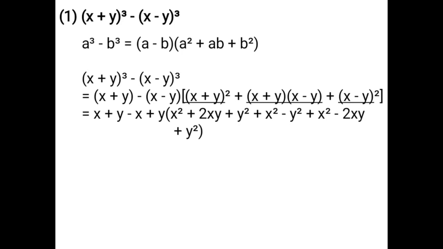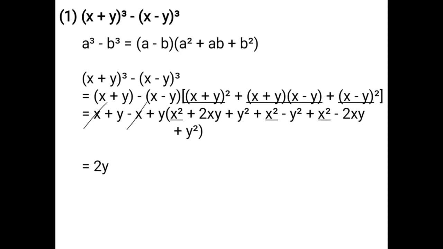Next step, you have to do the cancellation. If you have one plus and one minus, x − x is 0, so you have to cancel x and minus x. Then y + y you have to add. y + y is 2y. Then in the bracket, underline the like terms, you can add and subtract the like terms.